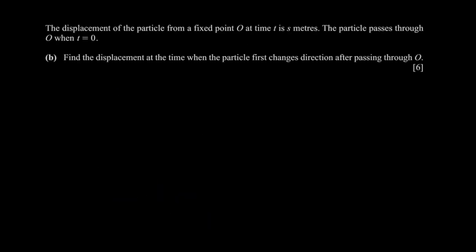Part B, the displacement of the particle from the fixed point O is given by s. The particle passes through O when t is equal to 0. Find the displacement at the time when the particle first changes direction. Well, we know that velocity is equal to the rate of change of displacement. That's the definition of velocity. And therefore, if we reverse the differentiation, we get integration. So displacement is the integral of velocity with respect to time, right? Because if I differentiate displacement to get velocity, then if I integrate velocity, I will get displacement.